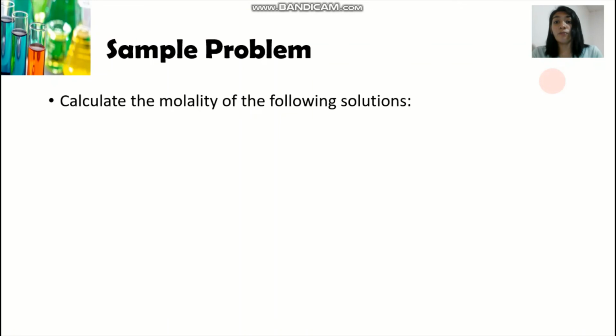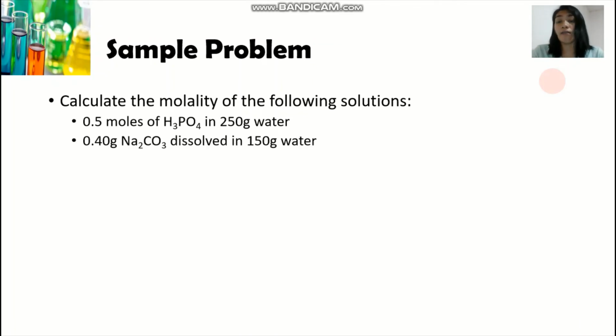Let's go to molality. Okay, so I want you to calculate the molality of the following solutions. So 0.5 moles of phosphoric acid in 250 grams water and 0.4 grams of sodium carbonate dissolved in 150 grams of water.